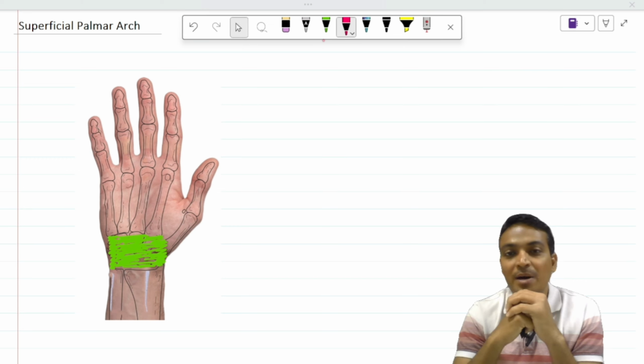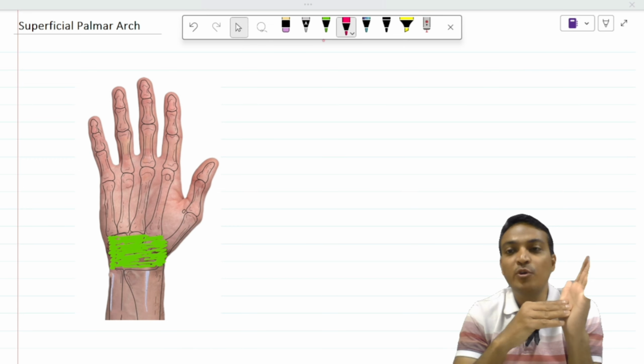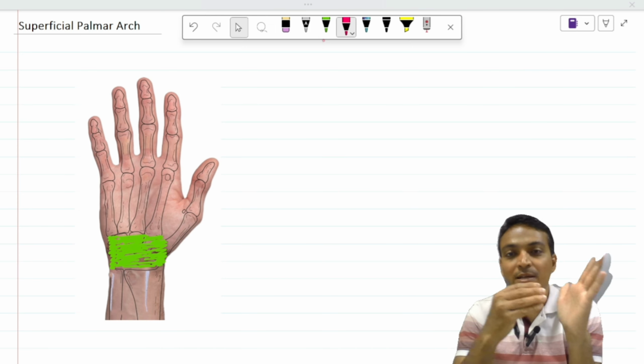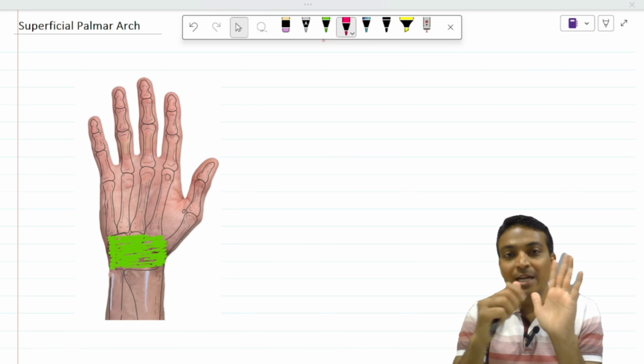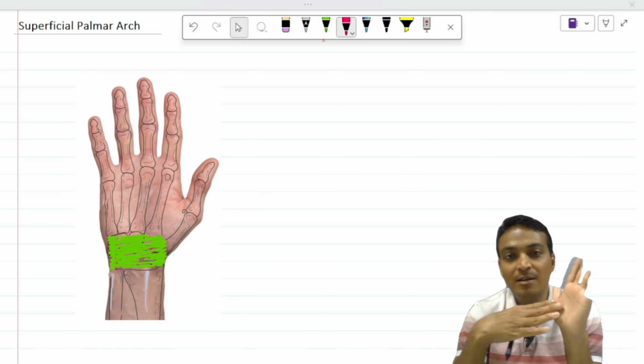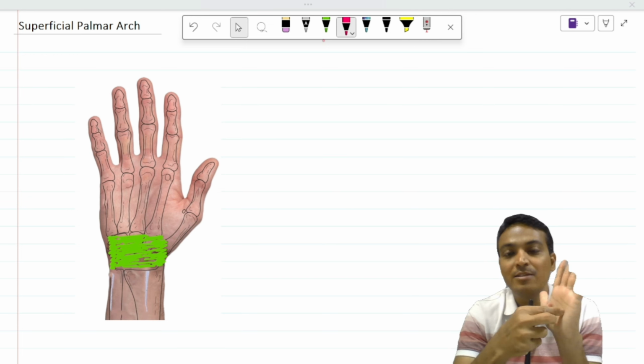The superficial palmar arch is situated just deep to the palmar aponeurosis and in front of the deep flexor tendons and the lumbricals which are present in the palm. When we see the palm, we already know that it has skin, and under the skin we have deep fascia, that is the palmar aponeurosis. It is thickened in the central side.